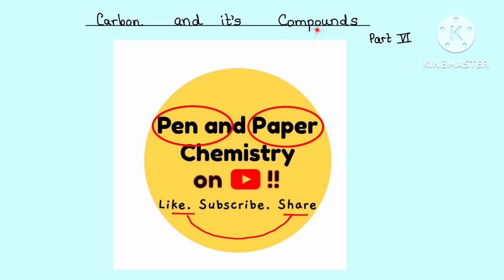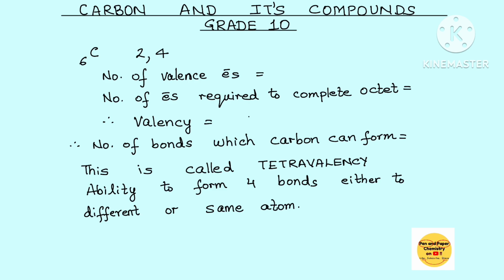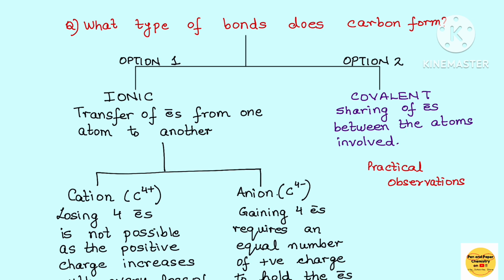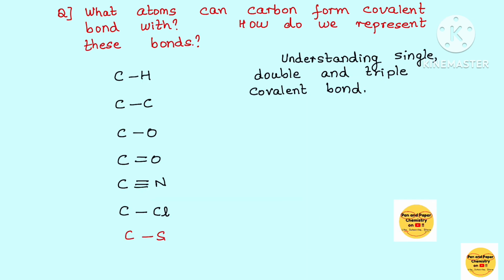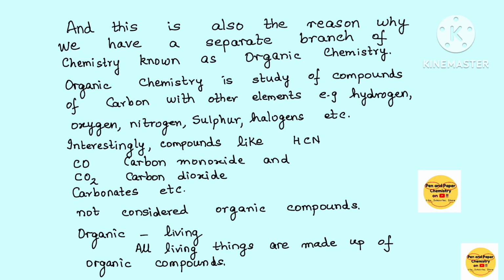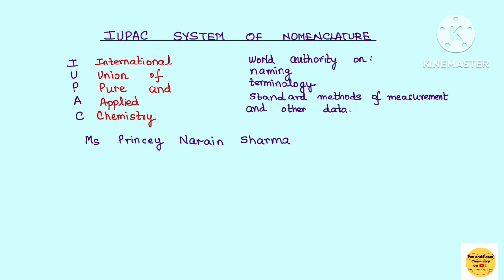We continue with our topic of carbon and its compounds, and this is part 6 in the series of videos where we have so far dealt with the unique properties of carbon, what type of bonds are formed by carbon, and many other aspects have been covered in the first 5 videos of this topic, and I would strongly advise you to go through them before we start with the topic of the day, the IUPAC system of nomenclature.